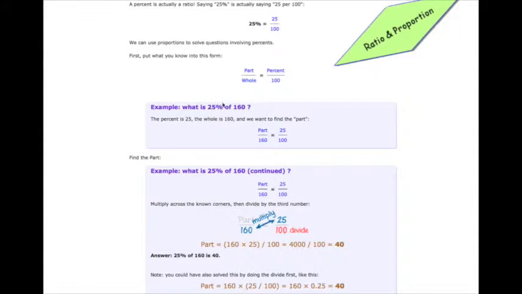The question is, what is 25% of 160? So the percent is 25 over 100 equals what we're trying to find, the part over 160. So we go 160 times 25 equals 100 times the part. Now we're just going to call the part, call it whatever you like, call it x, I guess. So you get left with the equation 4,000, which is 160 times 25. 4,000 equals 100x, and then you divide it by 100 to equal 40, so therefore the part is 40.